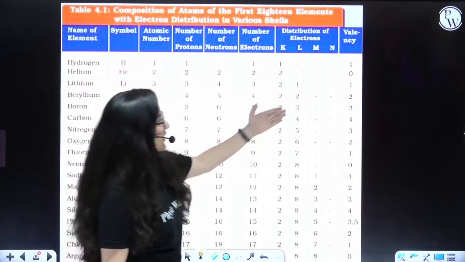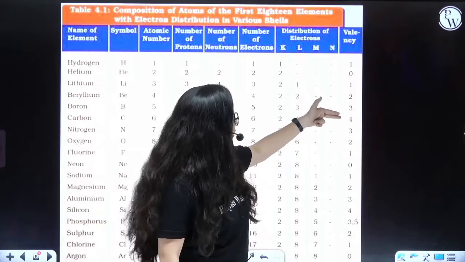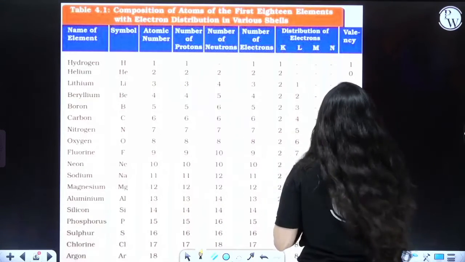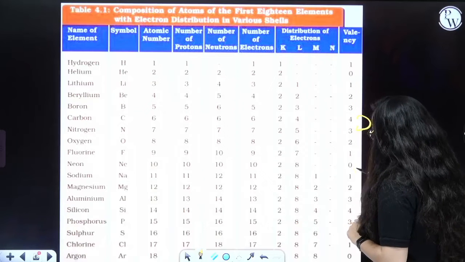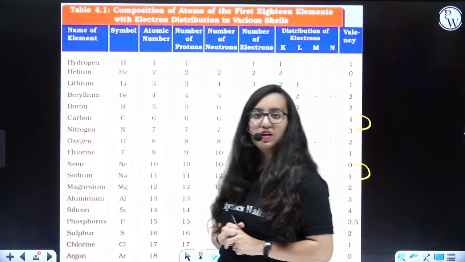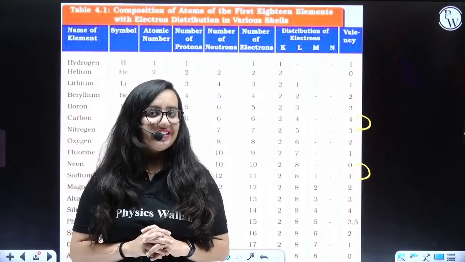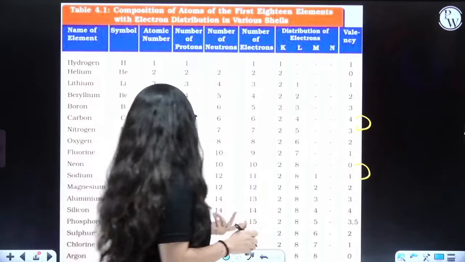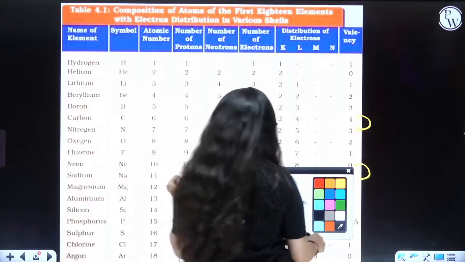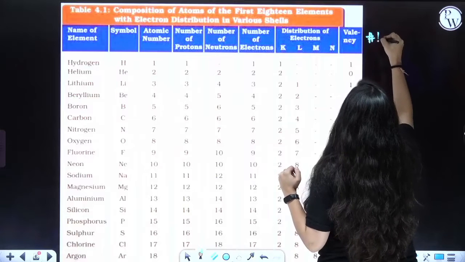You can see 1, 0, 1, 2, 3, 4, then 4, then the number is again dropping. From 4 it is going to 3, 2, 1, 0, then from 0 it is again going 1, 2, 3, 4. Yes or no? Clear? From this you can write a note.